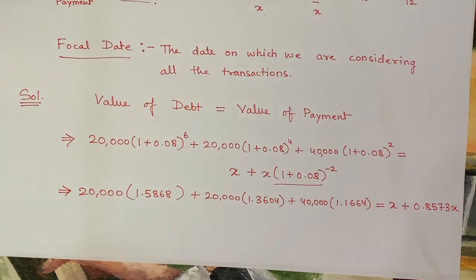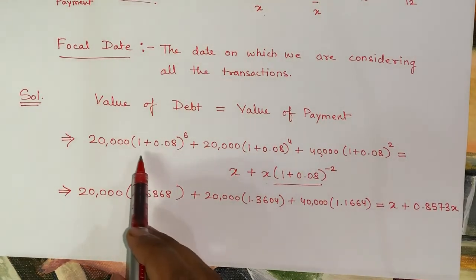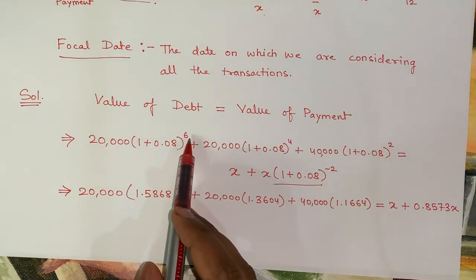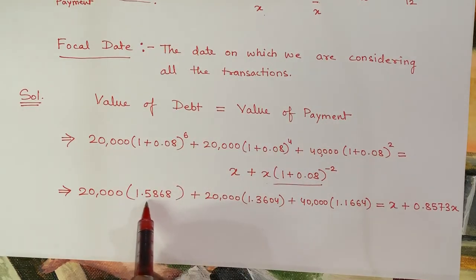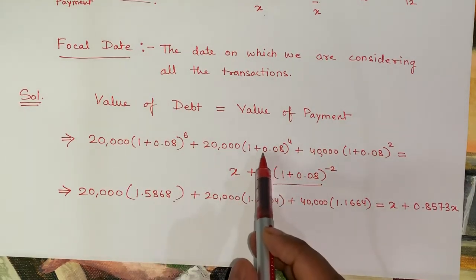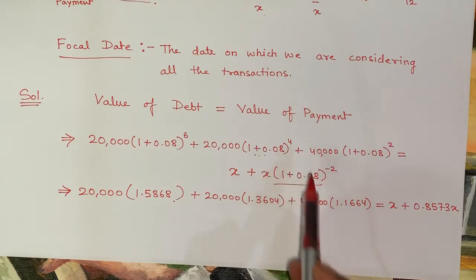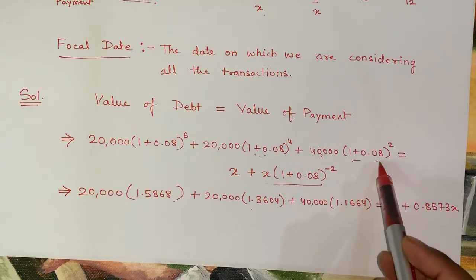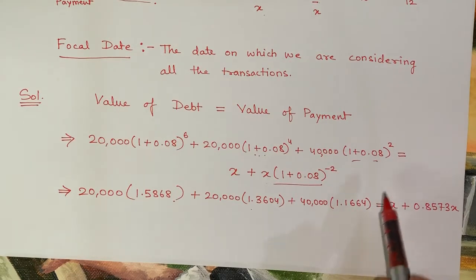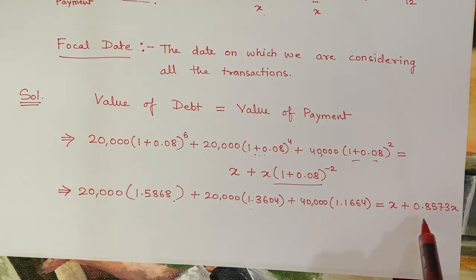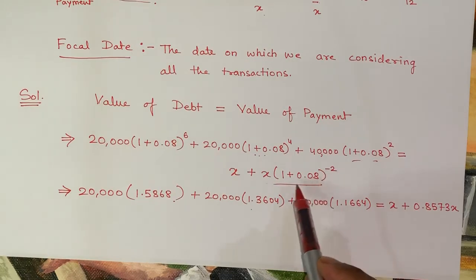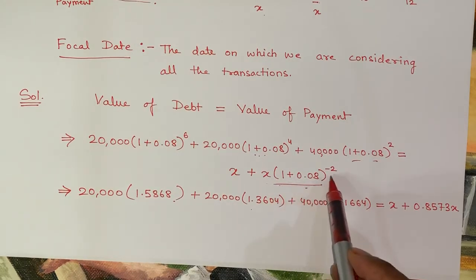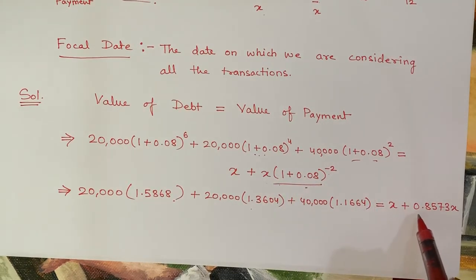So if we discount it back for 2 years, we are finding the present value. So now we'll look at the back side of the table to find the value of 1.08 to the power 6, which comes to 1.5868. Similarly, we find 1.08 to the power 4 and we get 1.3604. And similarly we find the value of 1.08 to the power 2 and we get this. Now we also find the value of 1.08 to the power minus 2, which we get 0.8573, which is multiplied by x.